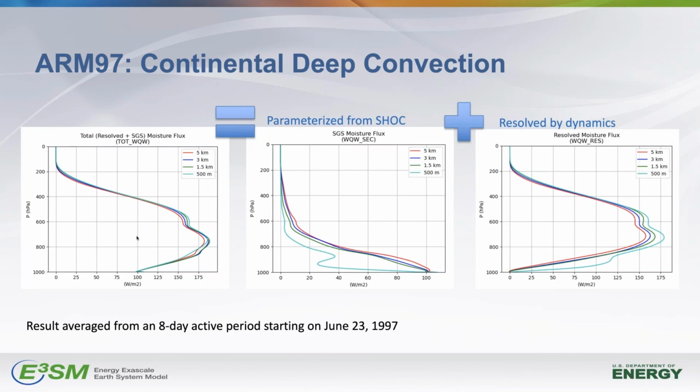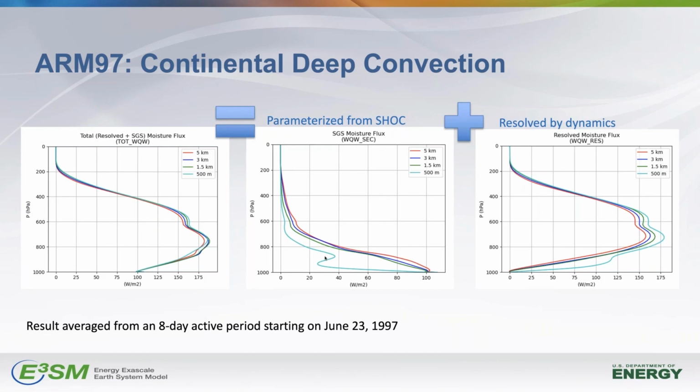Focusing again on the partitioning between the subgrid scale and resolved fluxes, we see that for all resolutions, the bulk of the flux is resolved by dynamics, as we would expect for a cloud resolving model simulating deep convection, with the amount of work the dycore is doing gradually increasing as the resolution increases. We see that the subgrid scale parameterized flux is primarily active in the lower troposphere for the kilometer scale models, with its influence becoming much reduced when we get to the 500-meter resolution. This is because at 500 meters, the boundary layer turbulence and shallow convection is now starting to become partially resolved.